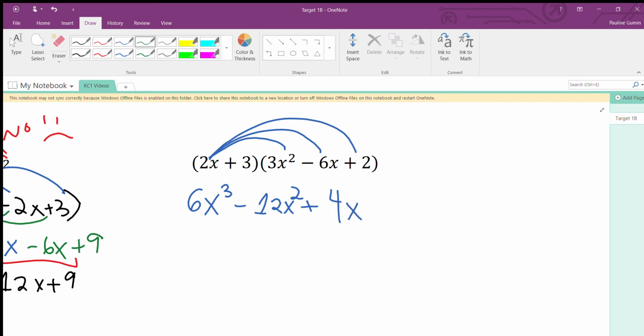All right, let's do the 3. I'm going to distribute it all the way around. 3 times 3x squared is going to be 9x squared. And this is where that vertical comes in. I'm just pairing things up. 3 times negative 6x is negative 18x. And 3 times 2 is 6.